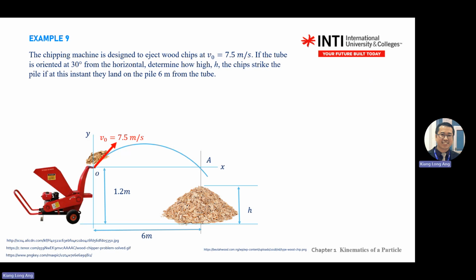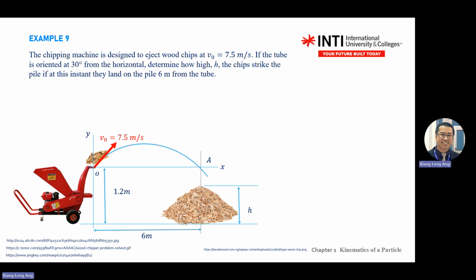If the tube is oriented 30 degrees from the horizon, it means the mouth that shoots the wood chip will rotate 30 degrees up. So the wood chip will shoot at 30 degrees at 7.5 meters per second. So you have an angle here. Determine how high h the chip can strike the pile if at this instant they land 6 meters from the tube.